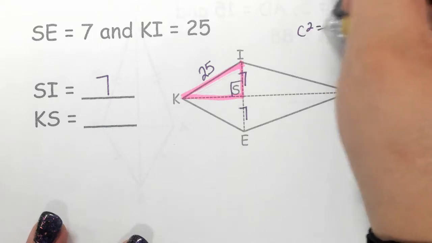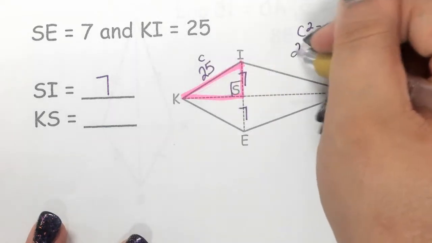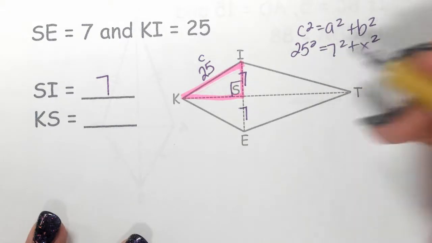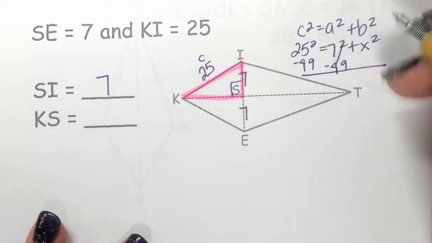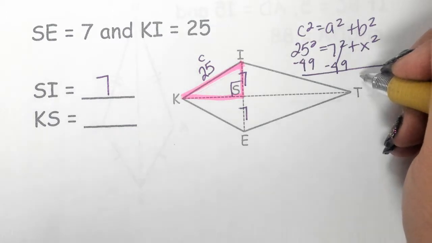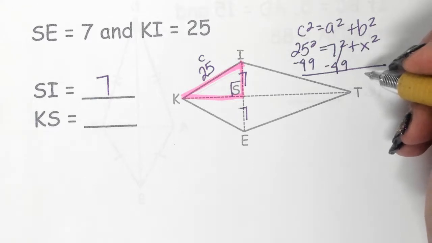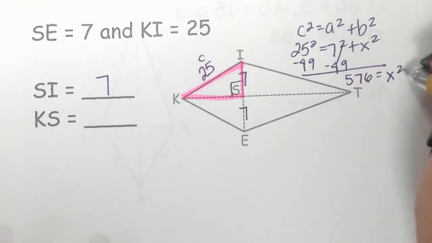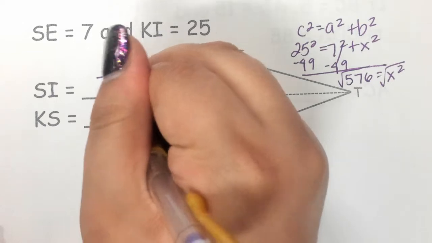Okay. C squared equals A squared plus B squared. C is my 25, so 25 squared equals 7 squared plus X squared. What's 7 squared? 49. So I'm going to subtract 49 from both sides, and I get a really big number. 576. And 576 square rooted is 24. So 24.